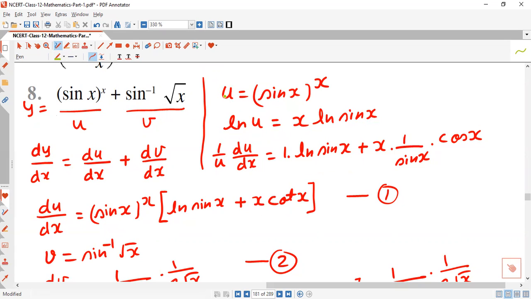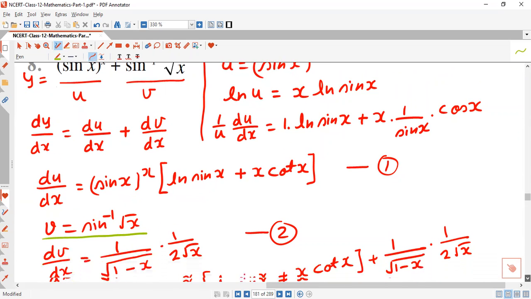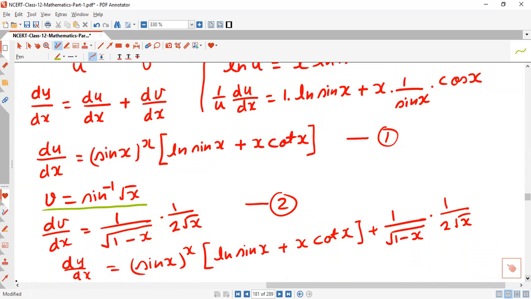So you will find v is a simple one. v equals sine inverse root x. If we do the differentiation of sine inverse root x, I say dv by dx equals 1 upon under root 1 minus x, times 1 upon 2 root x. Combine these two things and we get the answer. So we hope that you understand well.